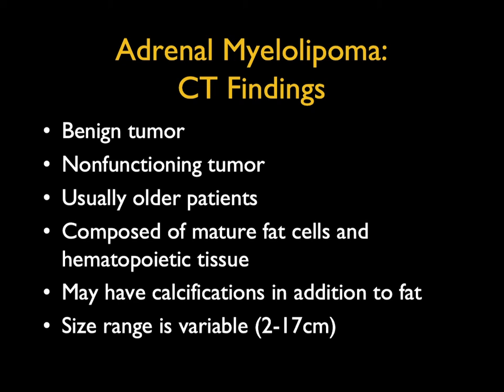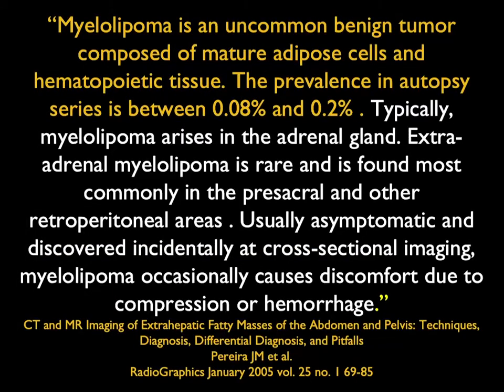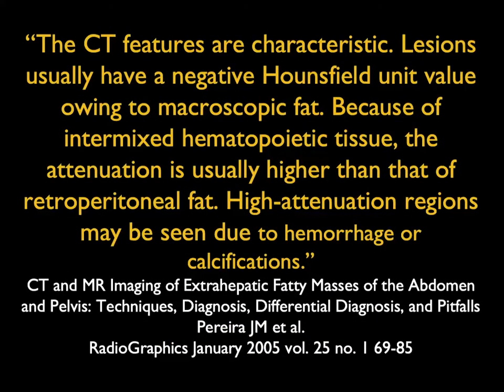It can have calcifications in addition to fat, and the size range is variable. Most of them remain stable over time, but they can enlarge, and occasionally they will bleed and then they'll be resected. There is the question of when you should optimally resect. This article by Pereira talks about it's an uncommon benign tumor composed of mature adipose cells and hematopoietic tissue. The CT features are characteristic. Lesions have a negative Hounsfield value because of macroscopic fat.